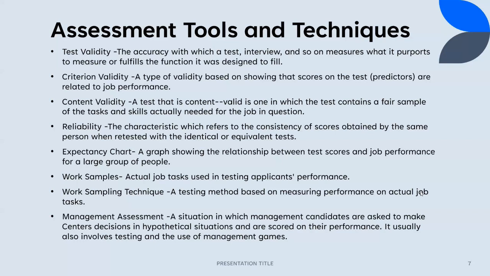A test that is content valid is one in which the test contains a fair sample of the tasks and skills actually needed for the job in question. We have the reliability of the tests that we make, and the expectancy chart, because we know what we are about to expect, but we also want to see what population we are going to test or take into consideration in doing the assessment. Then we have the work samples, the work sampling technique, which is a testing method based on measuring performance on actual job tasks, or the practice, as we say.